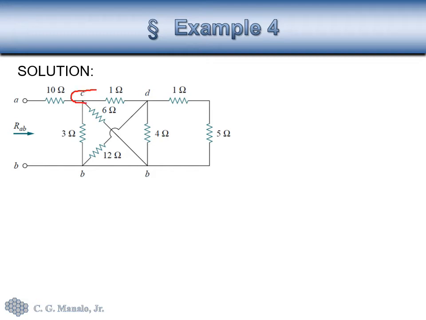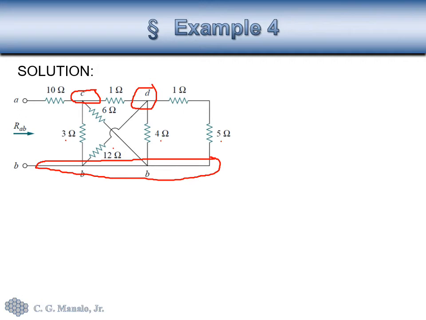So here we have node C. This connects 10, 6, 1, and 3 ohms. We have node D, which connects the 2, 1 ohms, 4 ohms, and 12 ohms. And here at the bottom, we have node B that connects 3, 12, 4, and 5.